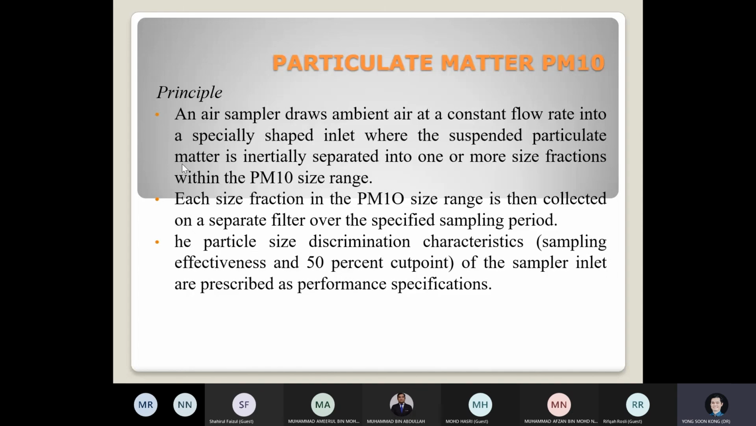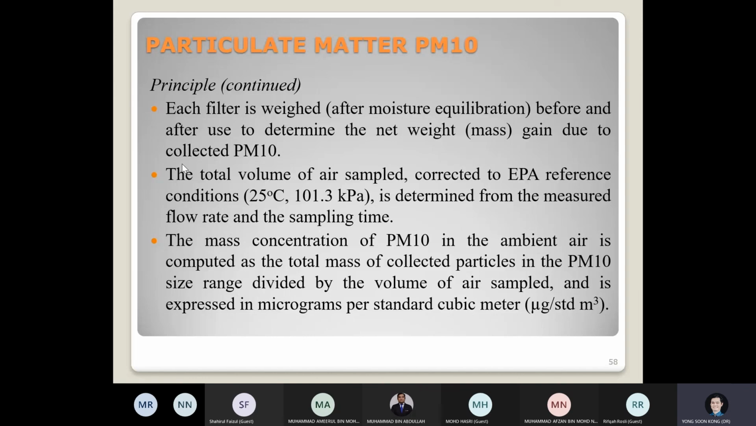And because of that I will skip this, because how they are collected is based on the filter and also some mechanics of how they are collected. I'm not so sure myself how they are inertially separated, because inside the video they never show it. I have to concede. I haven't handled one myself, but hopefully in our academic visit to Sugarcane they have one. If they have one, then we can get a better picture of how PM10 is collected. Of course, there is correction against the natural condition, 25 degrees Celsius and atmospheric pressure, and again the unit used is exactly the same as TSP, microgram per standard cubic meter.